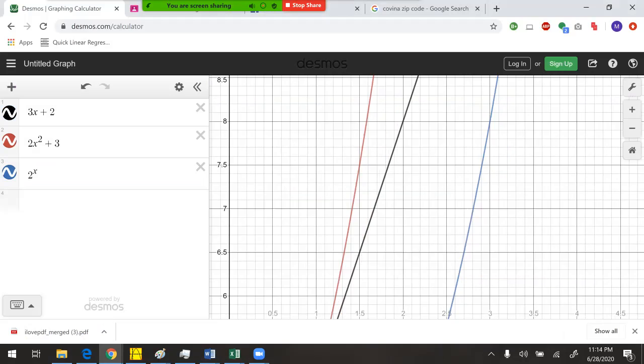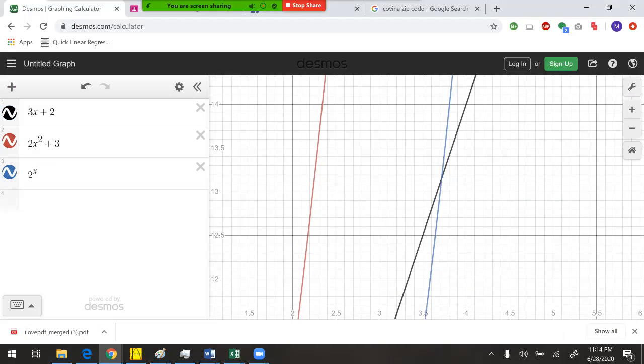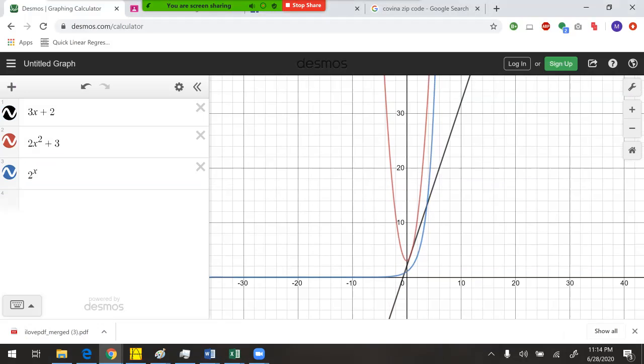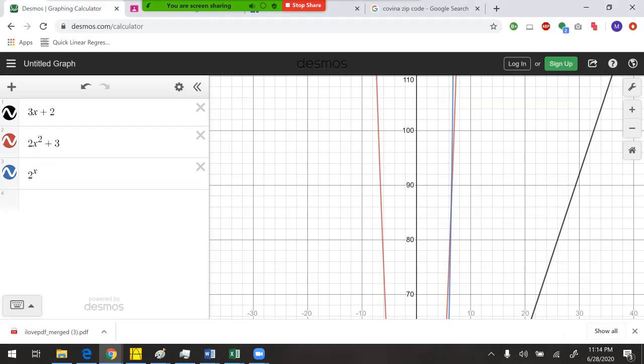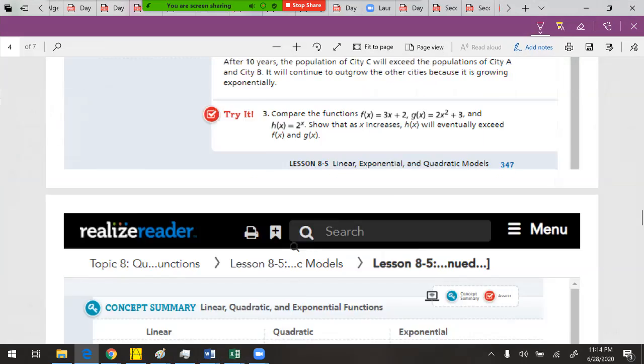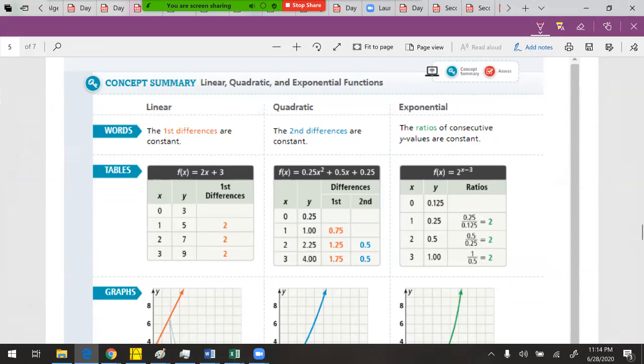The quadratic will never cross the exponential, as crazy as it sounds, but it will cross the linear one, at that point there. If I keep zooming in, oh, actually it will. Keep going, keep going, boom, right there. It will cross at some point at 6.414. So we have everything there. Basically, what you're going to do for that one is graph all three of them. You're going to check to see where they all cross, essentially. That's it. That's all there is to it.